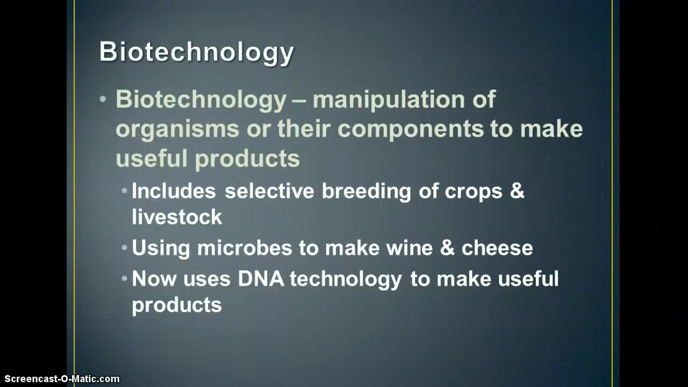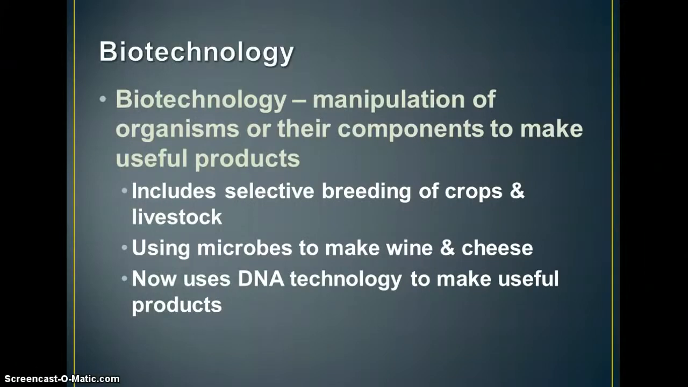So just a definition to begin with, biotechnology is the manipulation of organisms or their components to make useful products. This includes lots of different things, including some things that have been happening on Earth for thousands of years. Selective breeding of crops and livestock have been going on since civilization began.